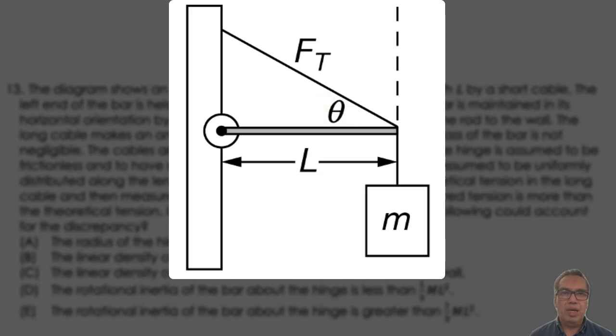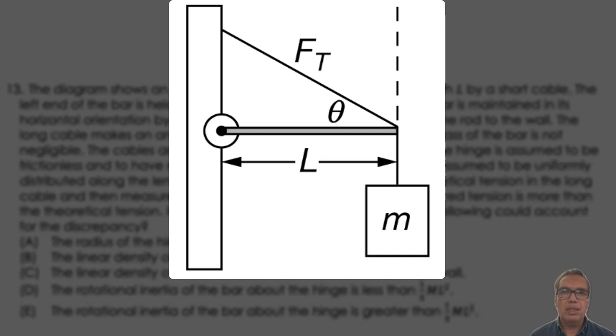The mass of the bar is not negligible. The cables are assumed to have uniform linear density. The hinge is assumed to be frictionless and to have negligible radius. And the mass of the bar is assumed to be uniformly distributed along the length of the bar.